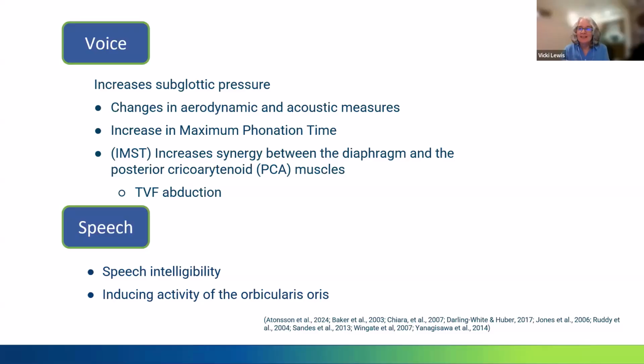The last one listed here on this slide is speech. There are some studies, although less of them out there. So certainly if you're interested in conducting research, the literature needs you. But speech intelligibility and even inducing activity of the lip muscles and potentially strengthen the orbicularis oris.